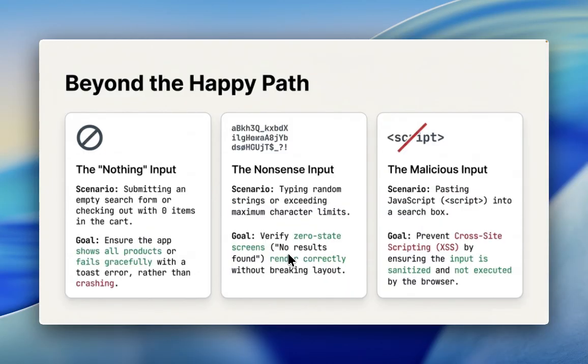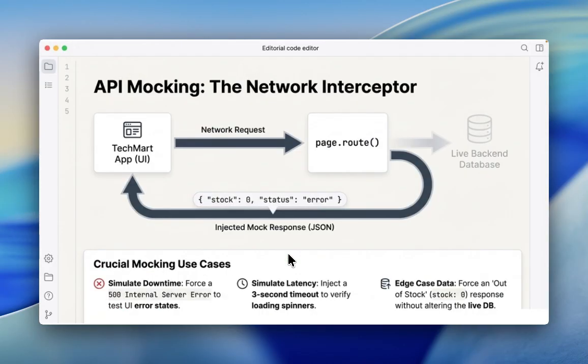Beyond the happy path. The nothing input scenario: submitting an empty search form or checking out with 0 items in the cart. Ensure the app shows all products or fails gracefully with a toast error rather than crashing. The nonsense input: typing a random string or exceeding maximum character limits. The goal is to verify zero state screens, like no results found, render correctly without breaking layout. The malicious input: pasting JavaScript into a search box. Prevent cross-site scripting by ensuring the input is sanitized and not executed by the browser.